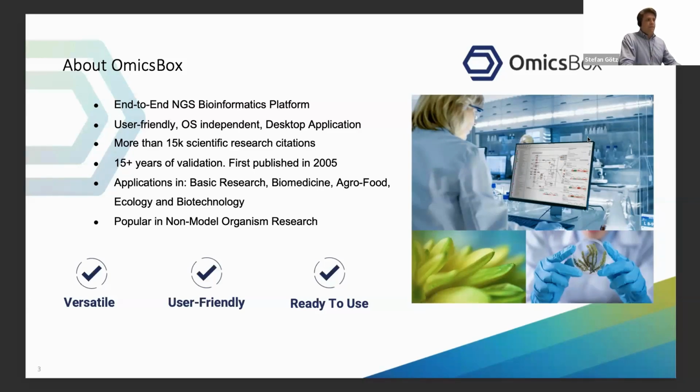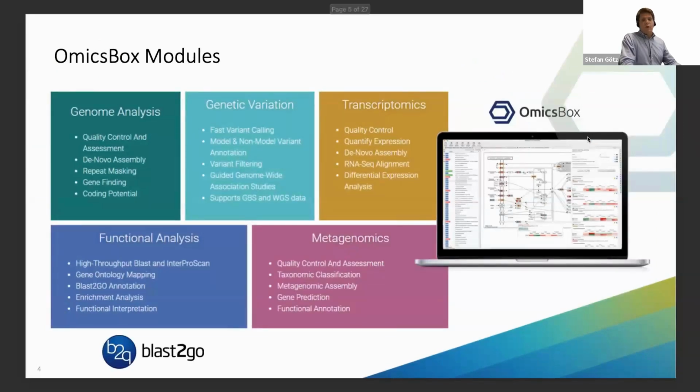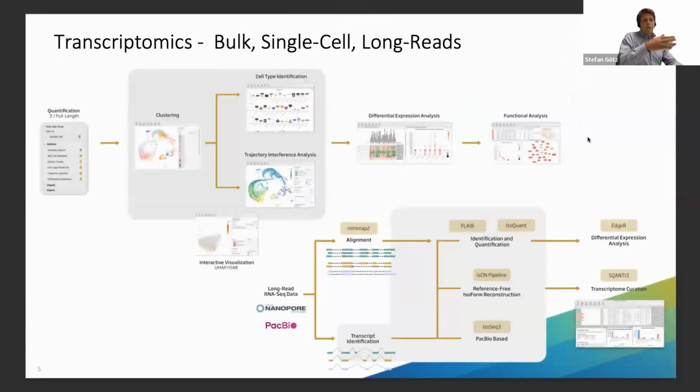OmicsBox is divided into bioinformatics applications, which we call modules. There are actually right now 5 of them: genome analysis, genetic variation, transcriptomics, metagenomics, and the functional analysis module, which we will explore in more detail today. Before we start with this, I want to briefly go over a few slides of these other modules, just for you to know what you can expect there.